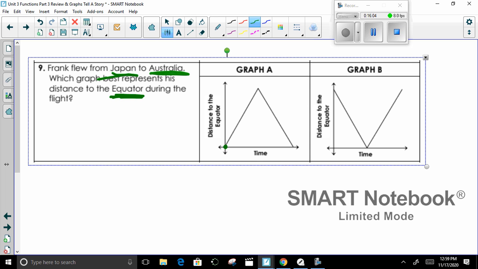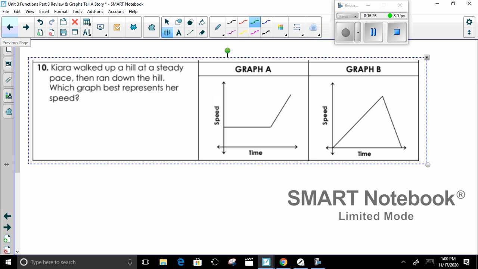Well, if you look right here, you're starting pretty much on the equator. Here he's starting far away from the equator. So this is Japan. He flies to Australia. Australia is at the equator. And then he's probably flying back to Japan. So option B there.